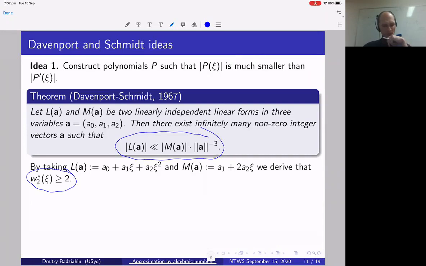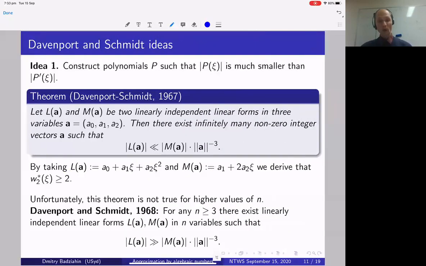Okay. And of course, after you get this theorem, it's tempting to generalize it to an arbitrary n. And of course, Davenport and Schmidt tried to do that. Unfortunately, they realized that it cannot be generalized to high values of n. So basically they proved the following result the next year, in 1968: for any n at least 3, one can construct linear forms L(A), M(A) such that the inverse inequality is true.